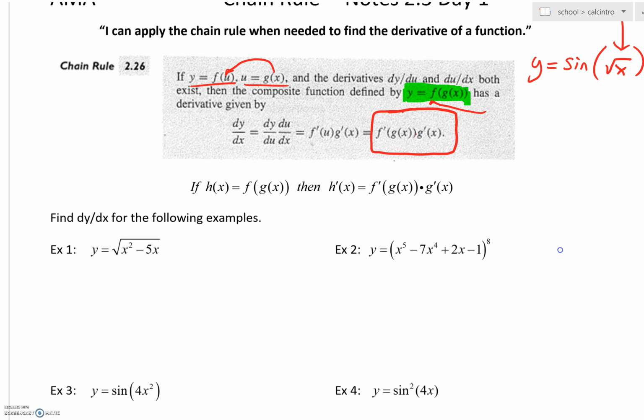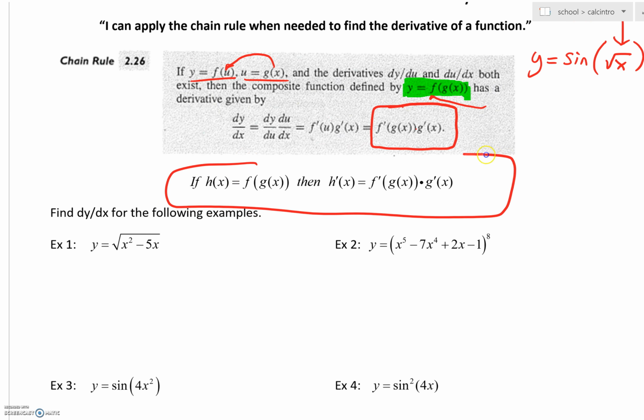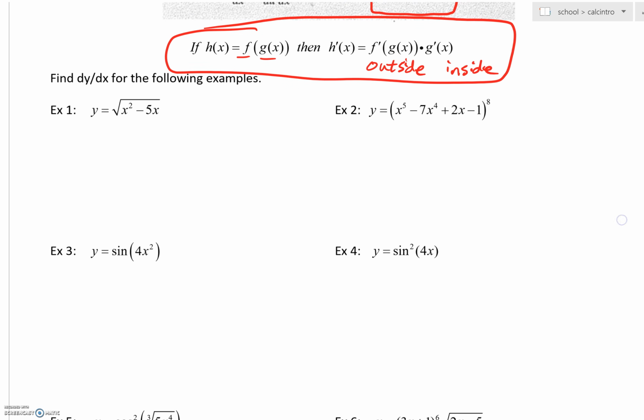So that's really what we've got. This is what we're seeing right here. You can see f is the outside, g is the inside. So take the derivative of the outside, keep the same composition, then take the derivative of the inside. Let's start and take a look at some problems.